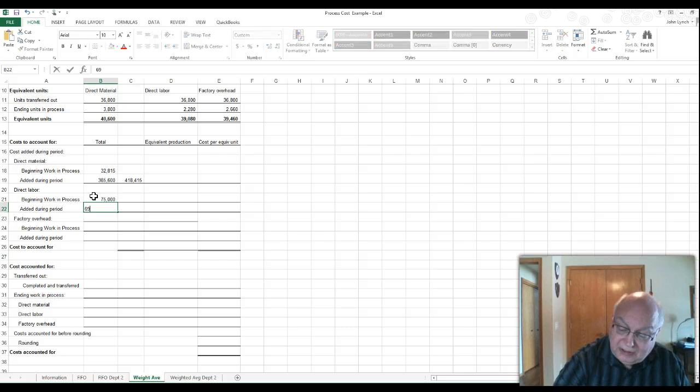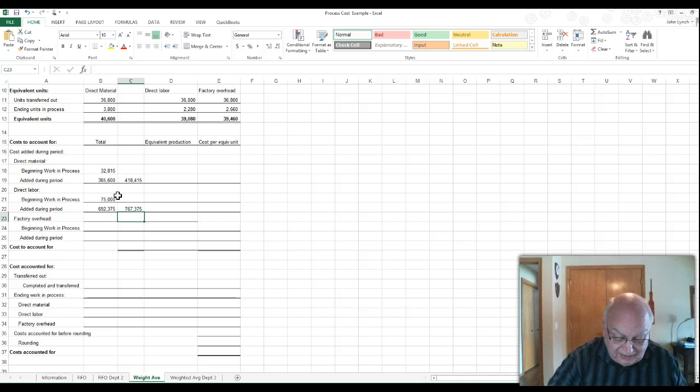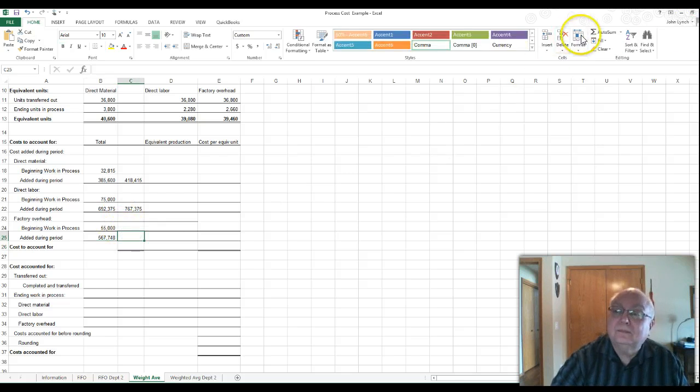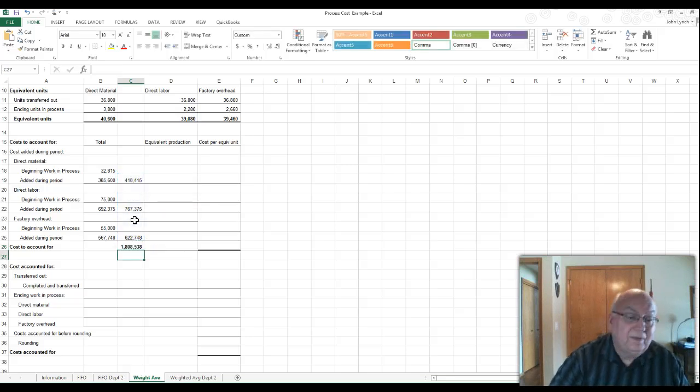Okay, this one is going to be the 75,000, plus the 692,375, which we add those two together for the total labor of 767,375. And for the overhead, we had a beginning of 55,000 and 567,748. Remember, these numbers will all be given. And then we add those two together to get the totals. And then for the grand total, we add all three of those together to get 1,008,538.